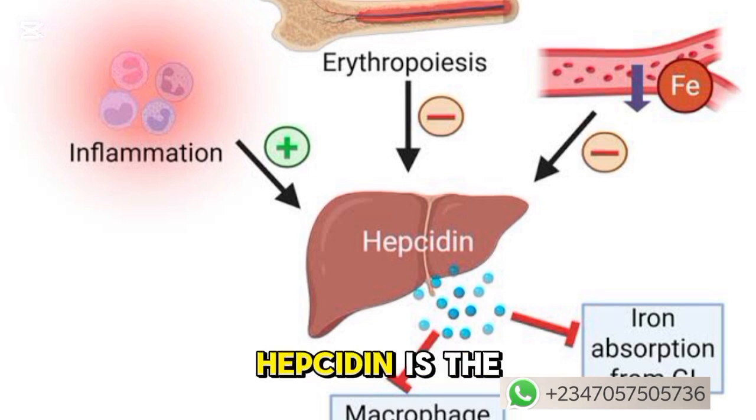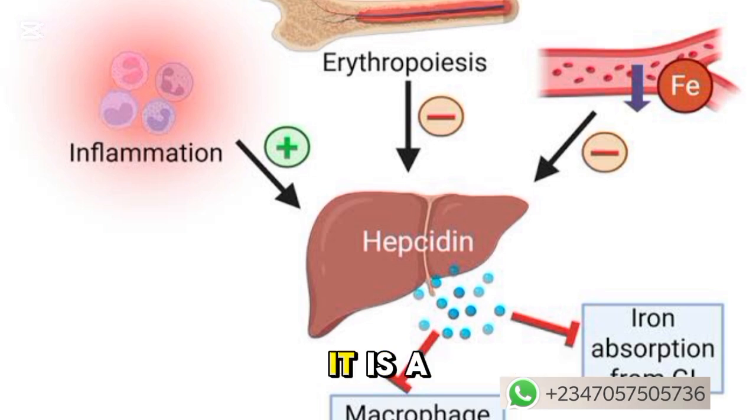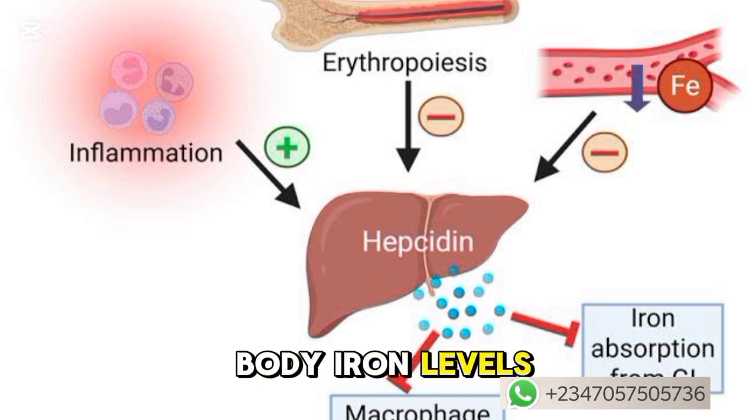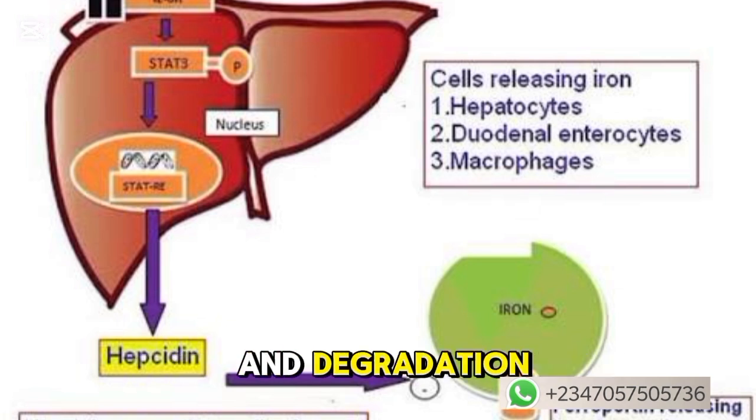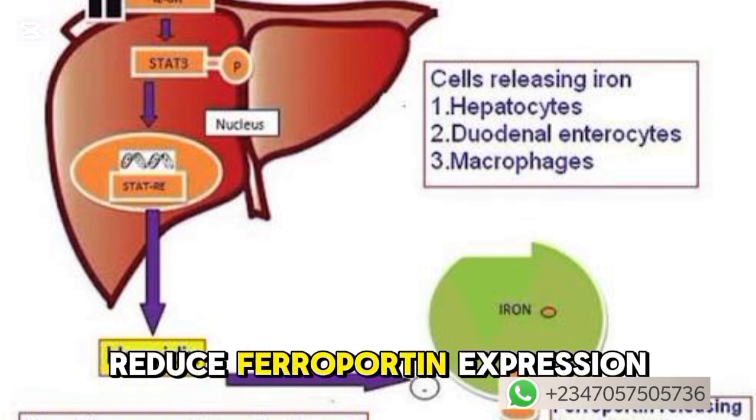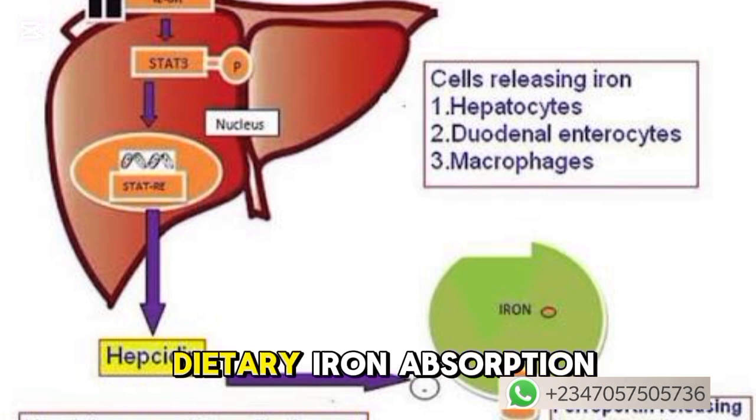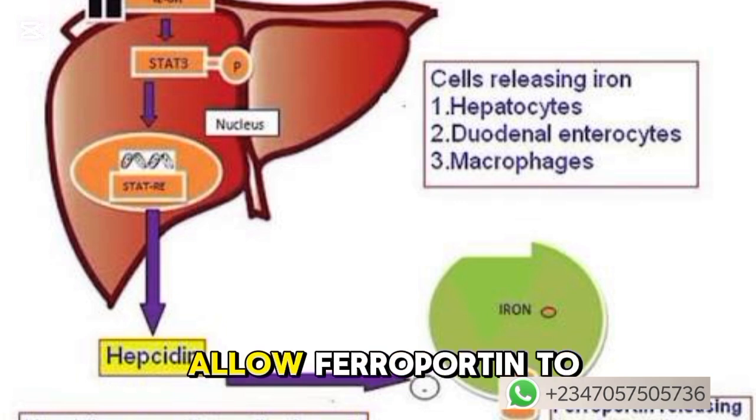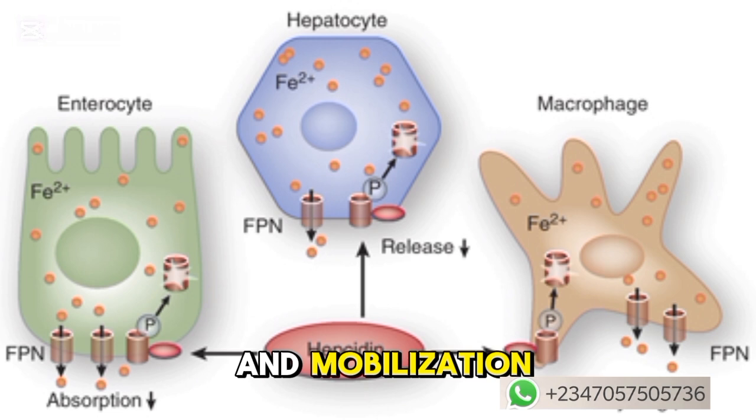and distribution. Hepcidin is the principal hormone regulating systemic iron homeostasis. It is a small peptide synthesized by hepatocytes in response to body iron levels and inflammatory signals. Hepcidin binds to ferroportin, inducing its internalization and degradation. High hepcidin levels reduce ferroportin expression on enterocytes and macrophages, decreasing dietary iron absorption and iron release from stores. Low hepcidin levels allow ferroportin to remain active, promoting iron absorption and mobilization.